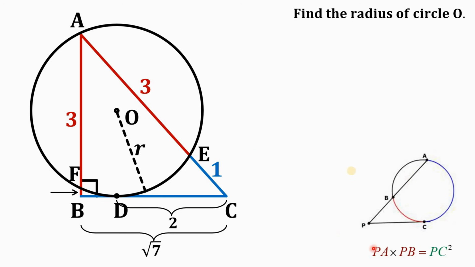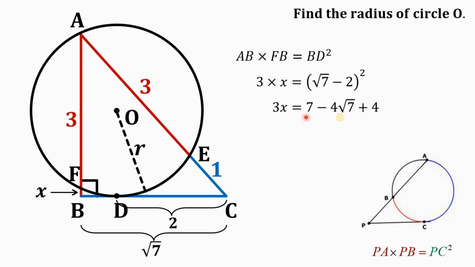Again, we will use this concept, but before that, let's call this segment FB as x. Using the power of a point, we have AB times FB equals BD squared. We know AB is just 3, and FB is x. Now, BD is just the difference of square root of 7 and 2. So we have square root of 7 minus 2, squared. Simplify, we have 3x equals 7 minus 4 times square root of 7 plus 4.